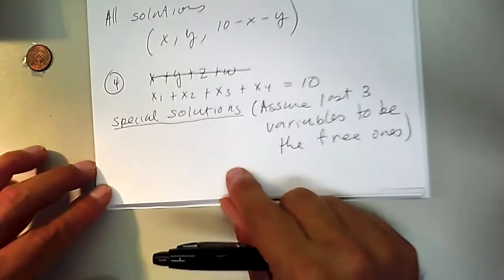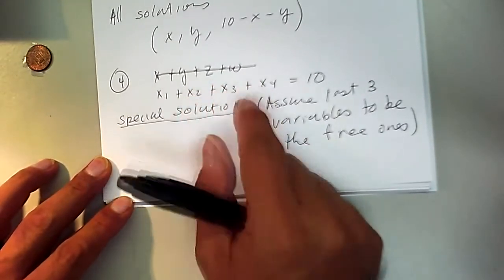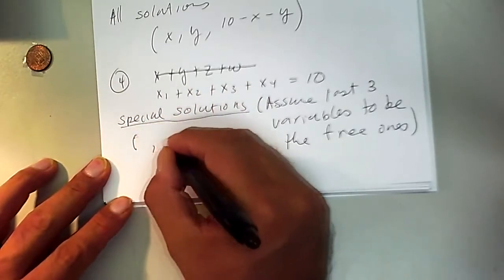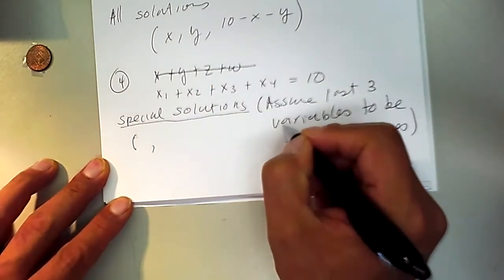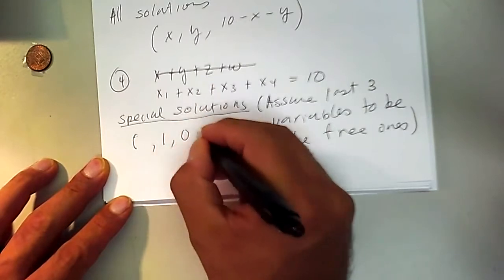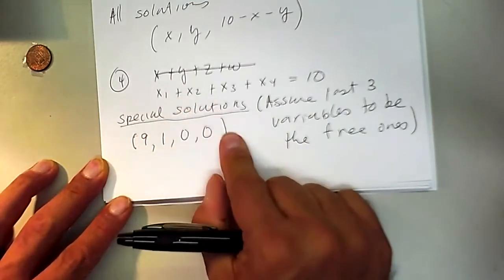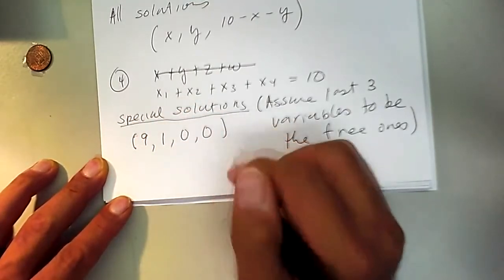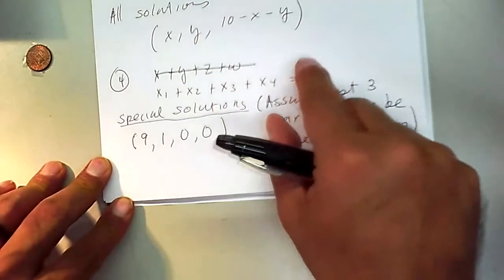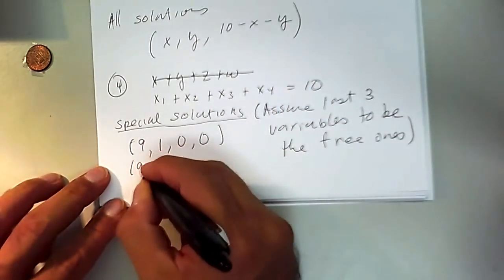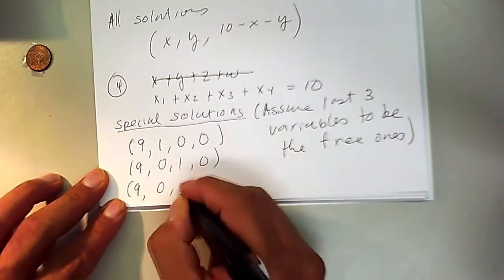Okay, so in this case, what are the special solutions? We have 1, 0, 0. Since we are assuming that the last three are free, 1, 0, 0, and then we have to figure out what causes this to work, and that would be 9. So that's one of the special solutions. There's going to be as many special solutions as free variables. So another one would be 9, 0, 1, 0, and 9, 0, 0, 1.